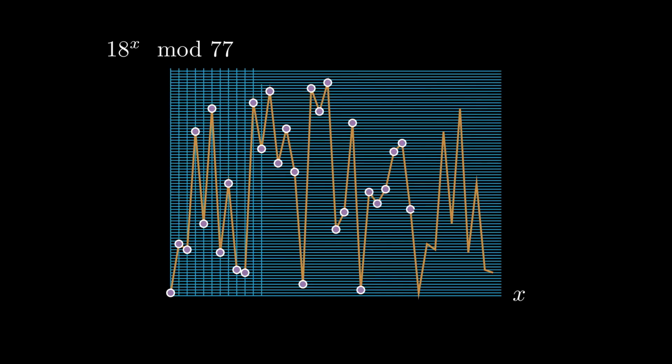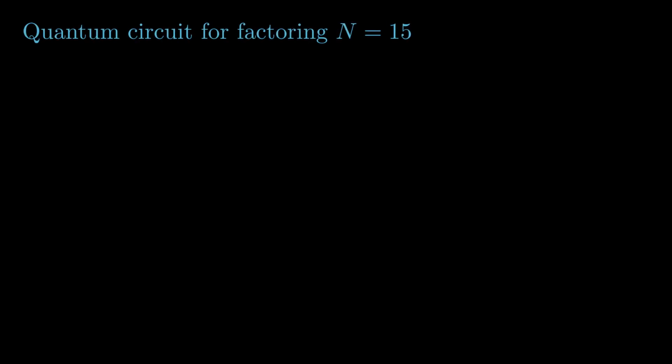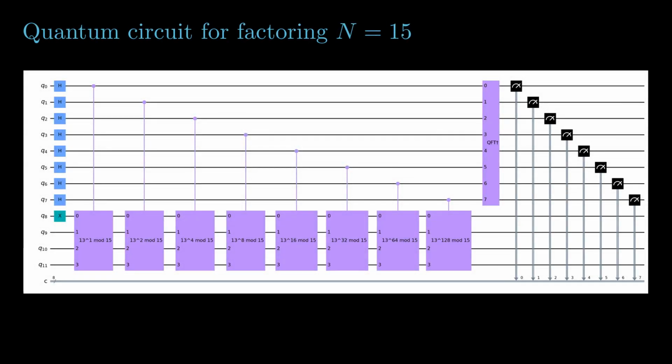Let's say we had a larger n and a different a. It mightn't be so clear what the period of this function is. You might be able to eyeball it, but that's not what we're looking for. This is where Shor's algorithm comes in. The following is the circuit that implements Shor's algorithm for factoring n equals 15 with a equal to 13.